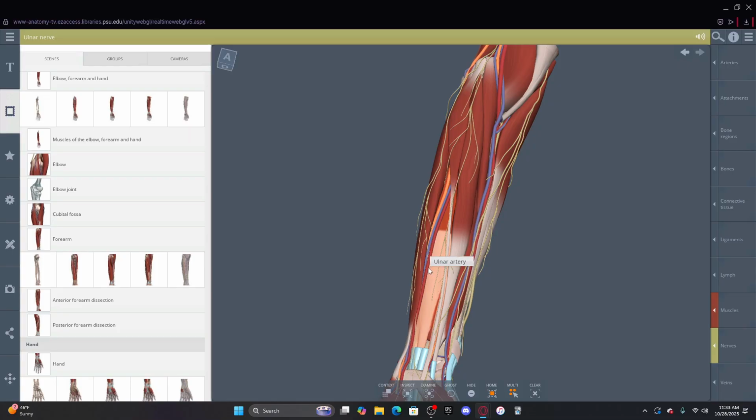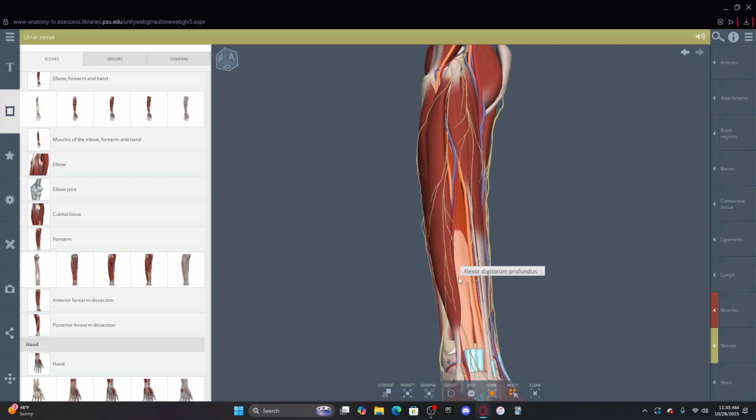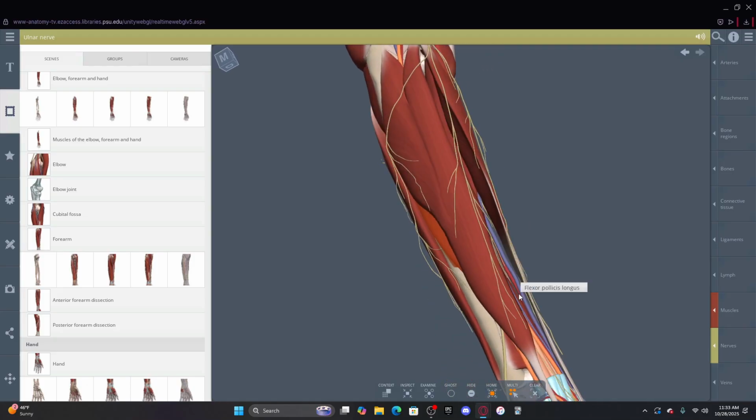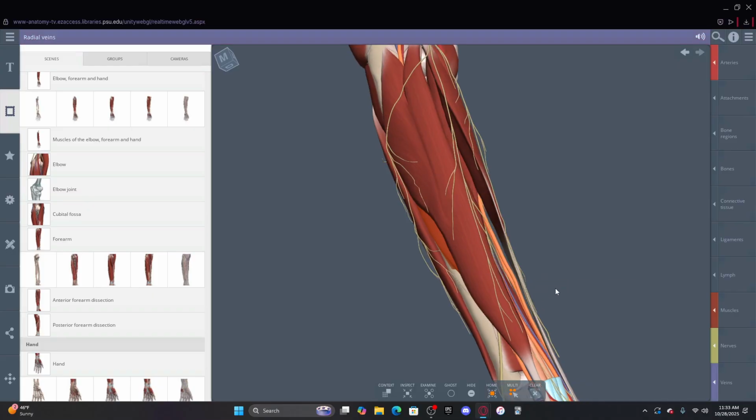You also find the ulnar artery and vein medial to flexor digitorum profundus, and lateral to flexor digitorum profundus, you find the radial artery and radial vein.